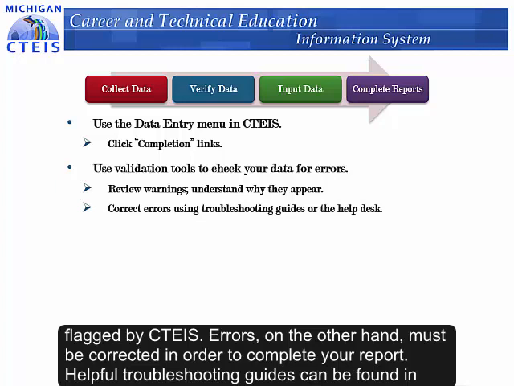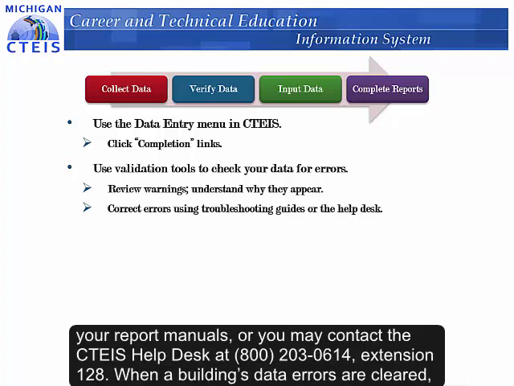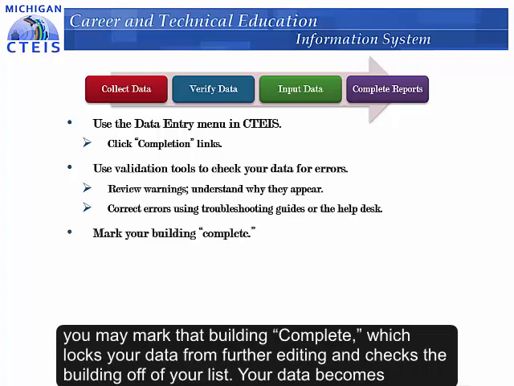Helpful troubleshooting guides can be found in your report manuals, or you may contact the CTEIS Help Desk at 800-203-0614 extension 128. When a building's data errors are cleared, you may mark that building complete, which locks your data from further editing and checks the building off of your list.